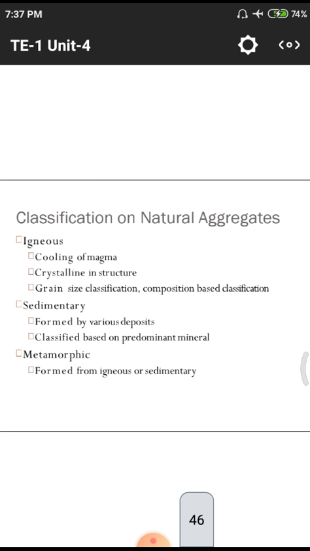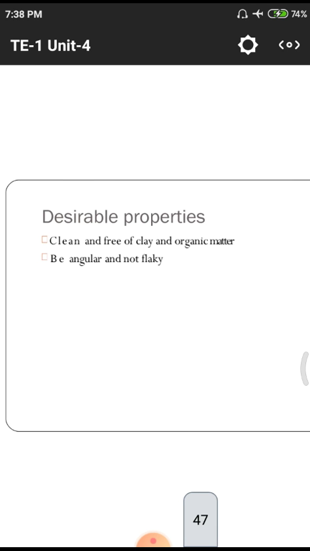Those are called sedimentary rocks. After a few years, due to wind, water, temperature and other atmospheric features, the total decay or deposition takes place. That is called metamorphism. Metamorphism means due to external parameters some quantity of decay or deposition takes place. That is called metamorphism, formed from igneous and sedimentary rocks.